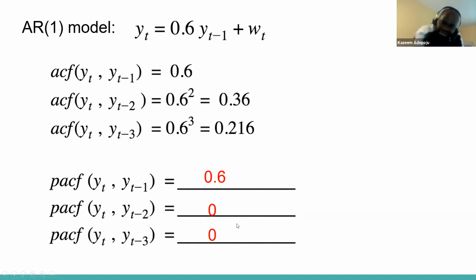Look at the other one, it's going to be 0. Are you guys surprised that it is 0? Of course, that's not surprising at all.